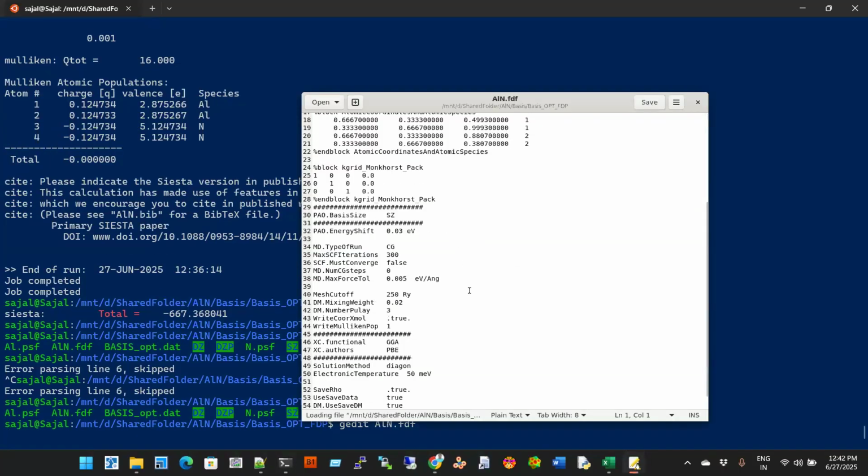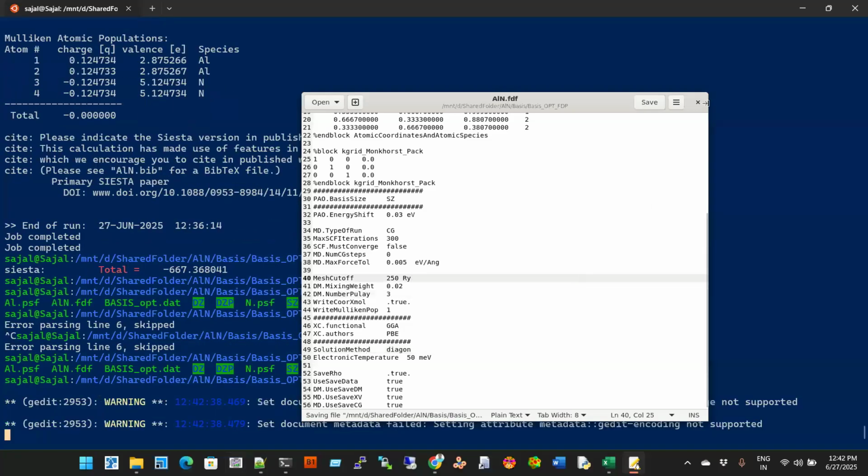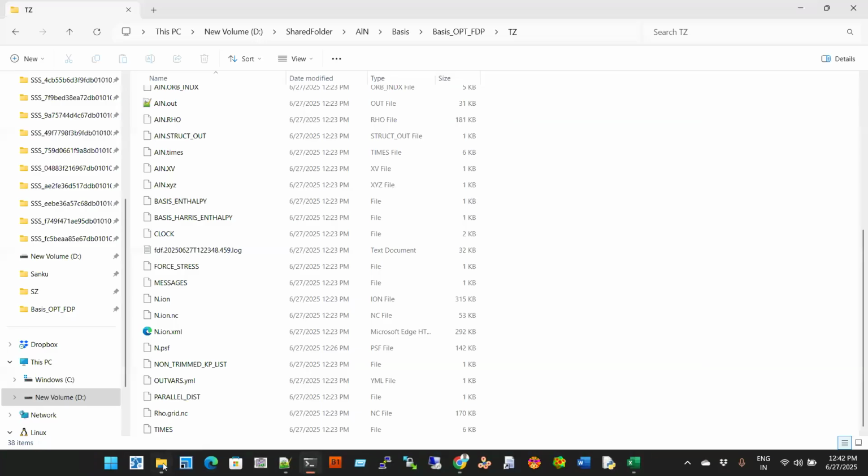As I was saying earlier, in all these cases we have used the GGA exchange correlation functional, author PBE. We can also use LDA and CA for these cases, so we have to change all these. Okay, now we can also copy the FDF file.